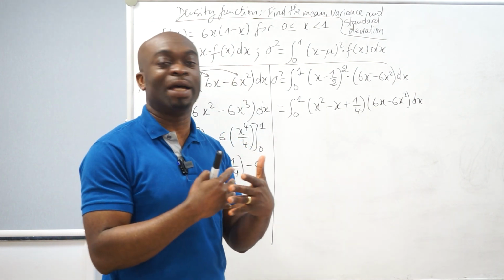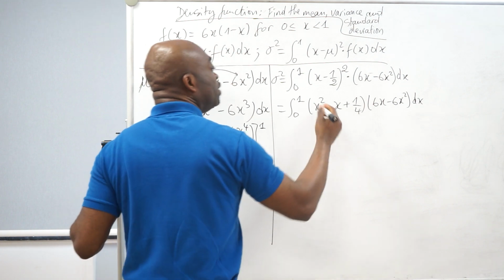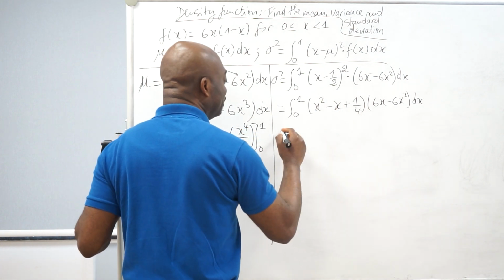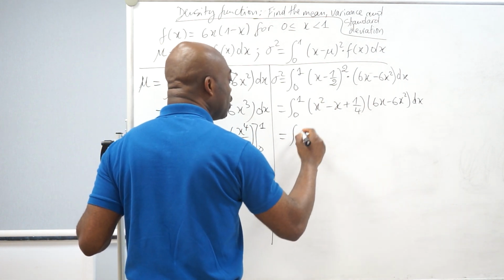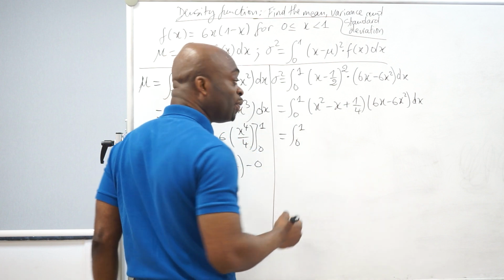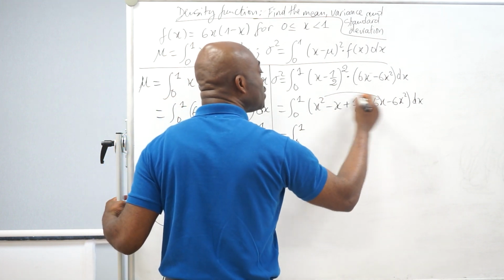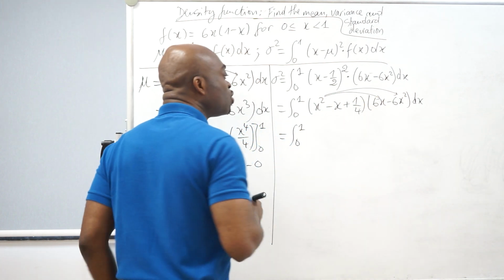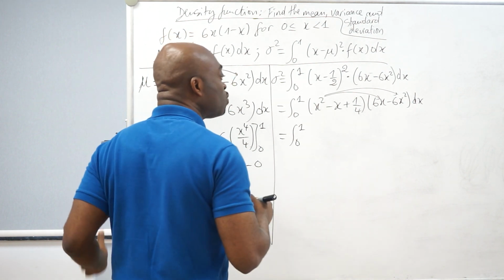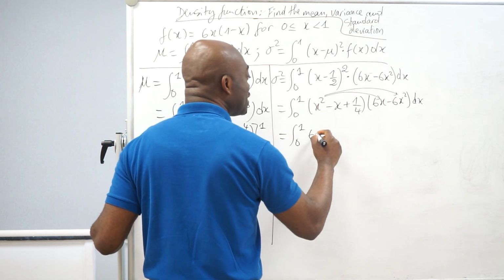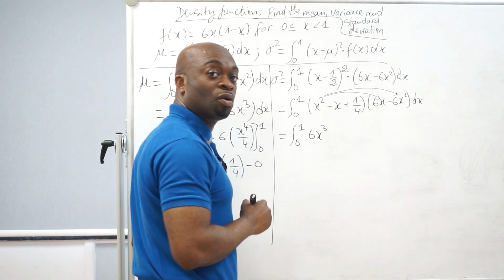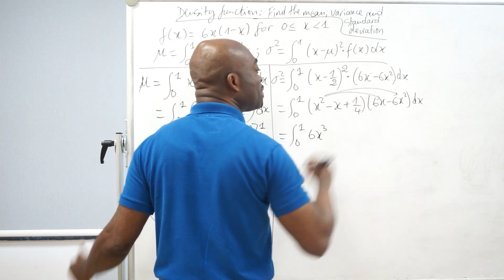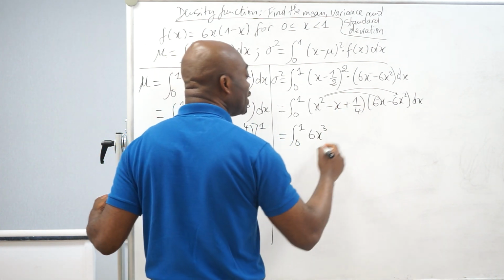Okay? So now we have two functions here that we can multiply. Now we can multiply them up and distribute. Okay? So we're using the distributive principle with that. So x squared times 6x is going to give us what? It's going to give us 6x to the third power, okay? And then x squared times negative 6x squared is going to give us what?